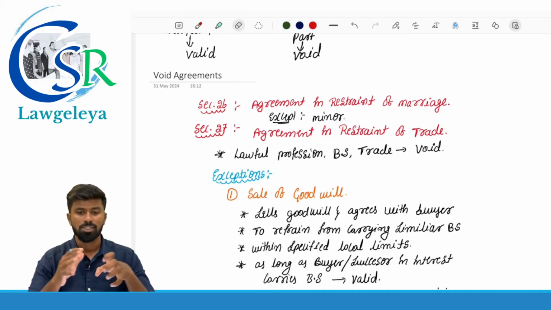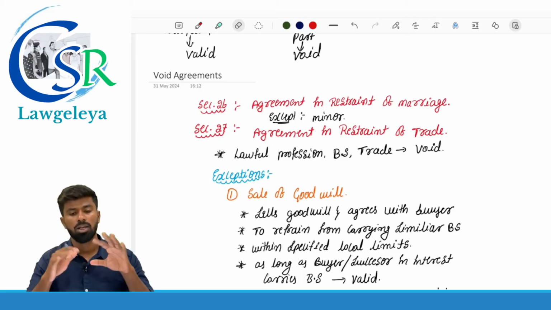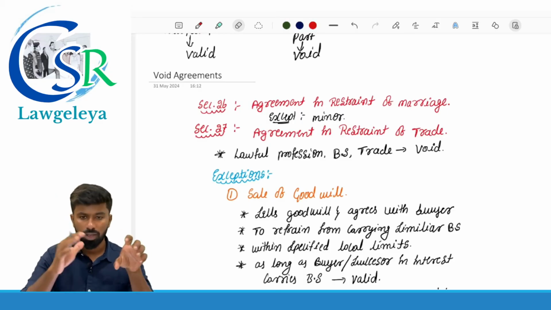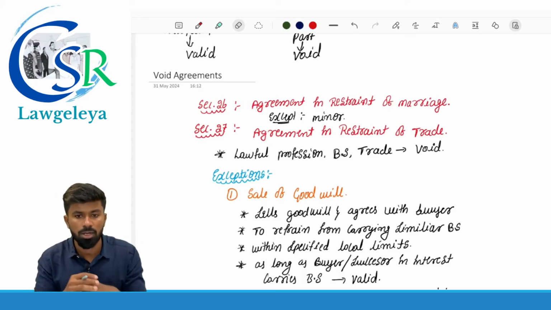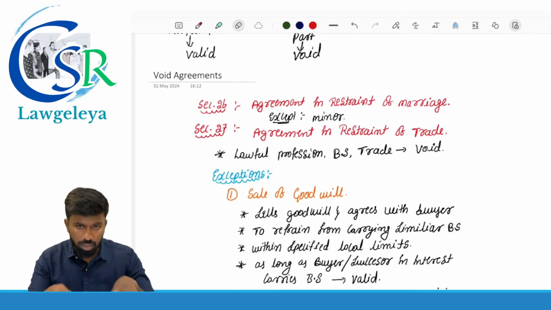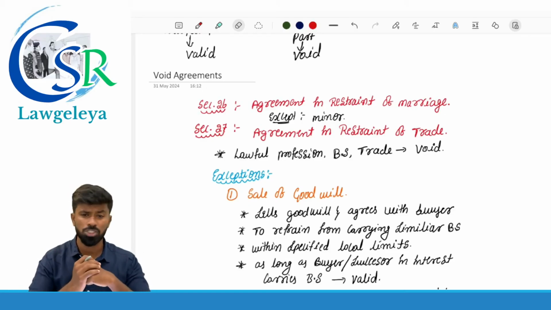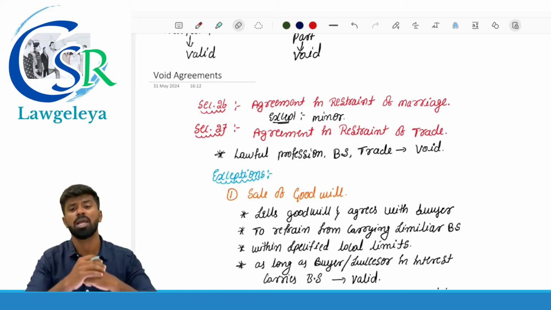Section number 26 provides the provision with respect to agreement in restraint of marriage. Any agreement which restrains a person from marriage is void, except with a minor, because a minor cannot get married until he becomes a major. So if you make an agreement to restrain a minor from getting married, the agreement is valid and the minor can enforce it. But any agreement with a major is not enforceable by law, because restrictions can be partial restrictions or absolute restrictions.